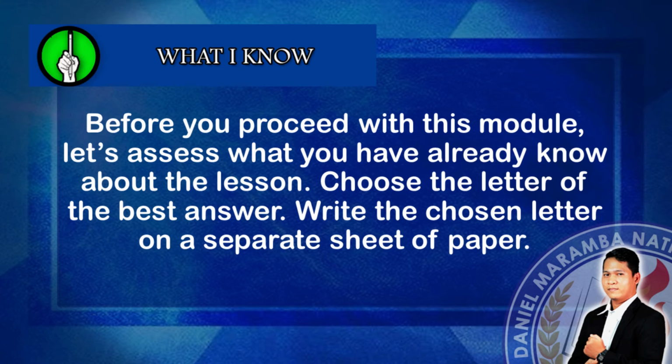Okay, what I know. Before we proceed with this module, let us assess what you have already known about the lesson. So, prepare a pen and a paper for this activity. You are only going to choose the letter of the best answer. Write the chosen letter on a separate sheet of paper. Are you ready? Okay, I'm going to give you 10 counts on every item. Let's begin.